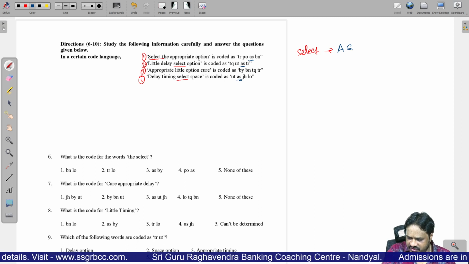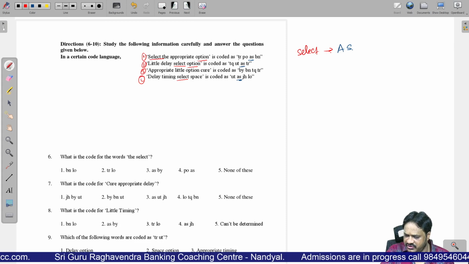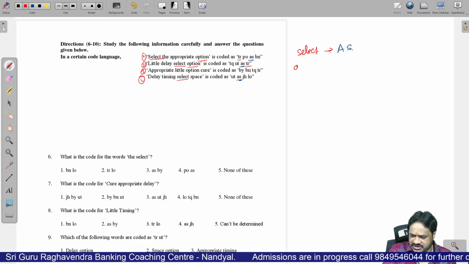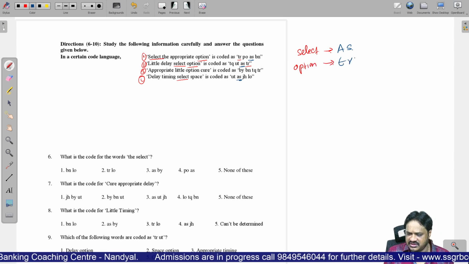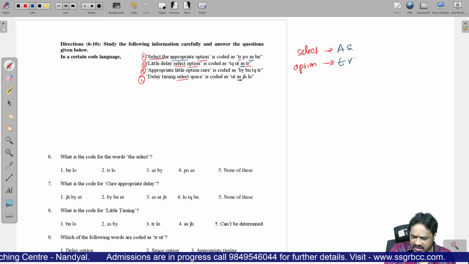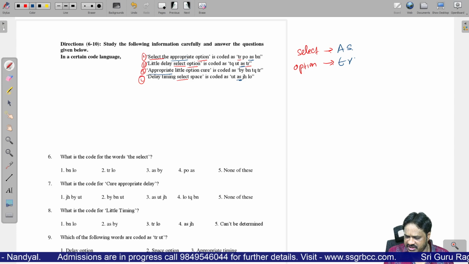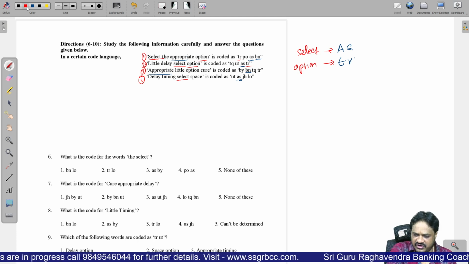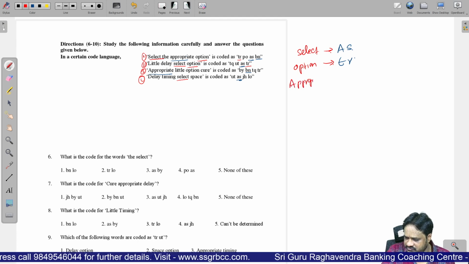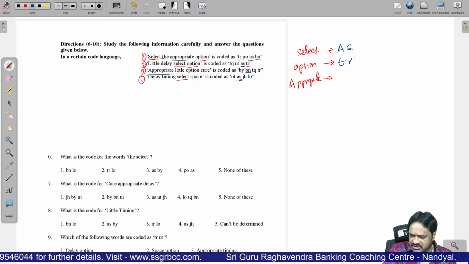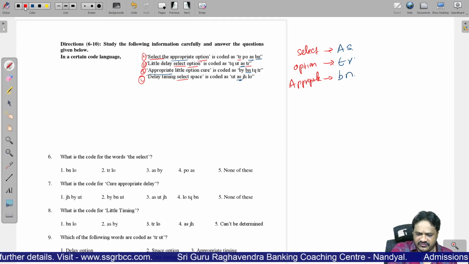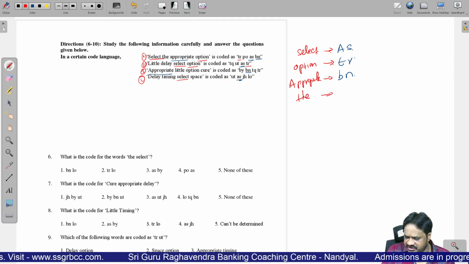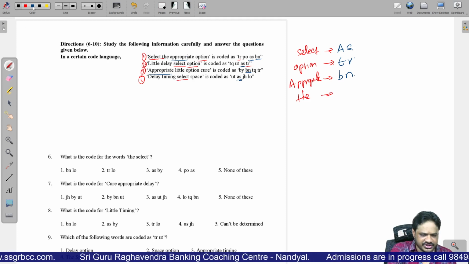Then in 1 and 2 we have select, and we also have option. In 1 and 2 you have TR. So TR stands for option. Option code is TR. Then the appropriate. Now 1 and 3 have appropriate. In 1 and 3 you can see BN. So what is the code for appropriate? BN. Then what is the code for the? THE, the. So the code for the will be PO.